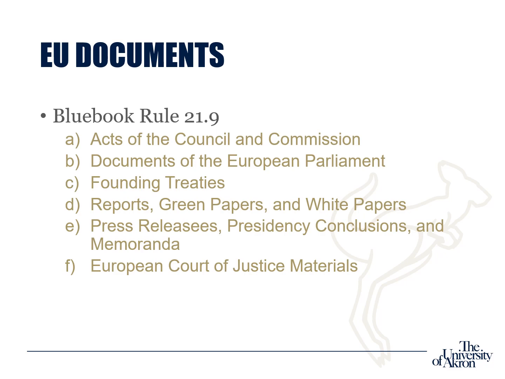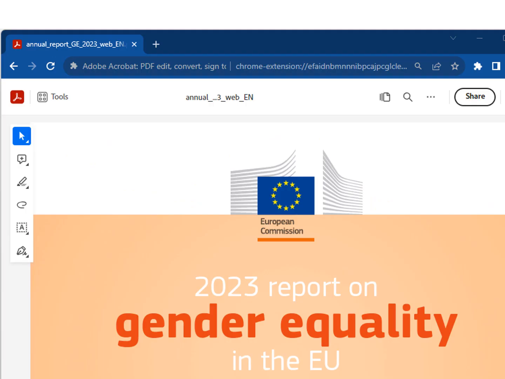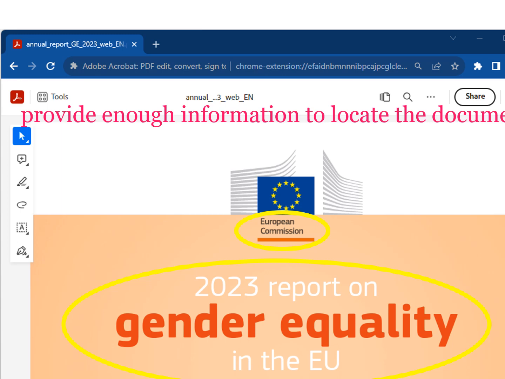Here we have a report with an author, a title, and no document number. So you need to provide enough information to locate the document. This means you have to give the URL. Think about your reader. They'll be on the computer using the internet. They're going to want a URL.